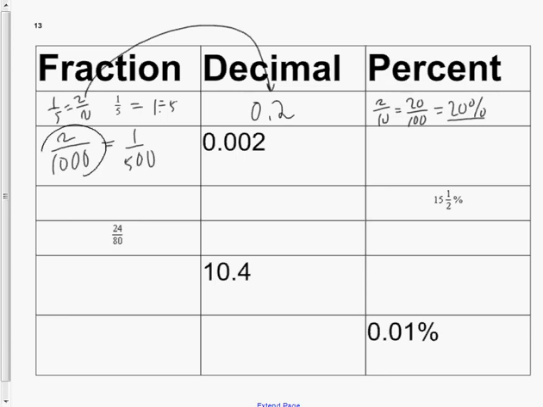And if we have that as a fraction, to get it to a percent, we need to have it as an equivalent fraction out of 100, which is this, which means it's 0.2%.